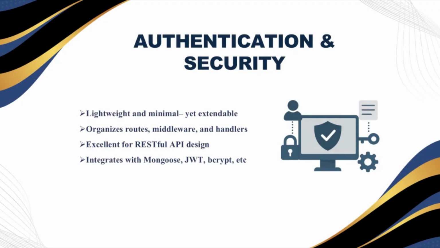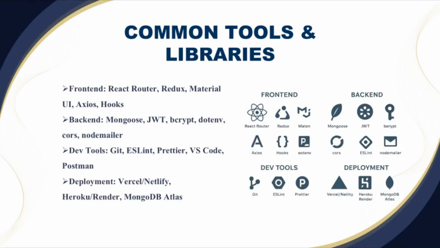When it comes to authentication and security, the MERN stack gives you powerful tools that are lightweight and minimal yet easy to extend as your app grows. You can neatly organize your routes, middleware, and request handlers, keeping your code clean and manageable. It is a great setup for building RESTful APIs with secure access control. And the best part, it integrates smoothly with tools like Mongoose for database models, JWT for token-based authentication, and bcrypt for safely hashing passwords.